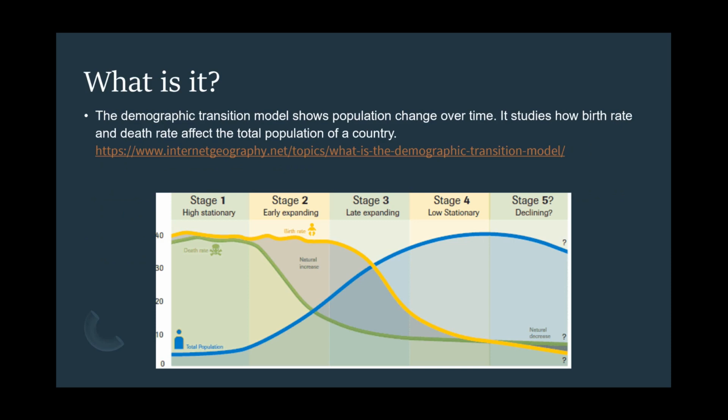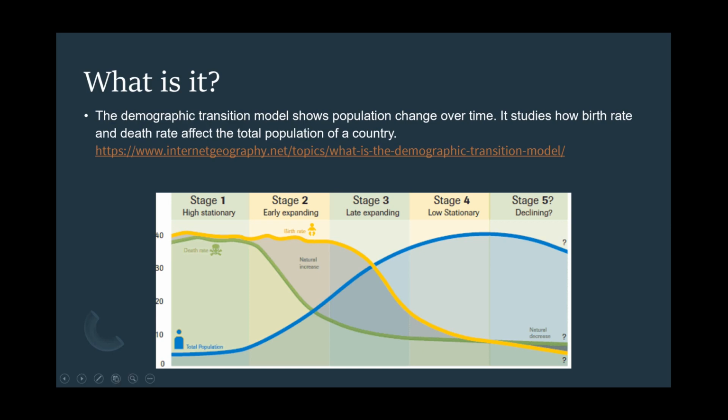So what is a DTM? The demographic transition model basically displays population change over time for a certain country or for different countries. Basically, it looks at birth rate, death rate, and the total population of a country and how they intertwine with one another. So you can see here, stage one, there's high birth rates, high death rates, low population. These are some very, very isolated tribes, and there's not a lot of countries which are still in that stage.